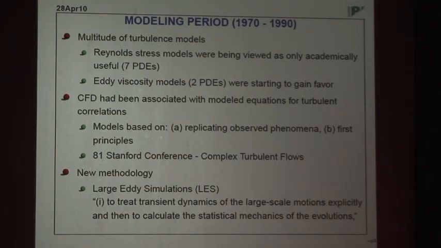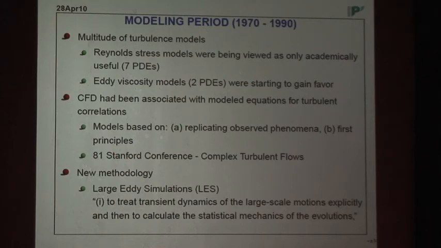It was really easy to go in and start adjusting coefficients that were not relevant to the calibration of the physics. So basically during this period, certainly the early 70s, if you were sitting and doing turbulence modeling, that to you was CFD. And the models were based on one of two things: replicating observed phenomena or from first principles. Some people would call that replicating the physics. I never did. That's just replicating observed phenomena, which is not necessarily good physics.